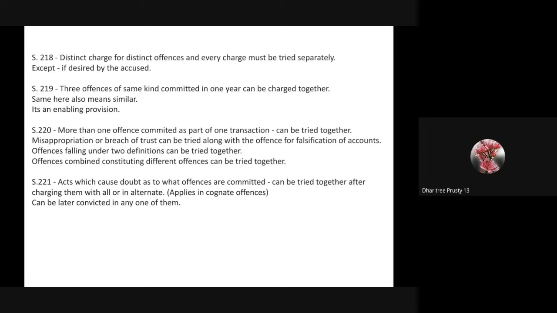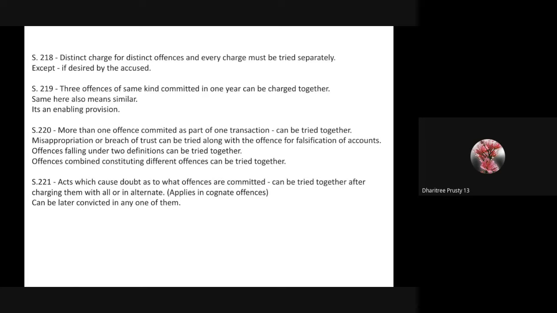Here, if there are different offenses which can be tried together and combinedly constitute different offenses, then they can be tried together. Section 221 says that acts which cause doubt as to what offenses are committed can be tried together as well, after charging them with all or an alternate. This applies in cognate offenses, I've written here. That means offenses of similar kind.